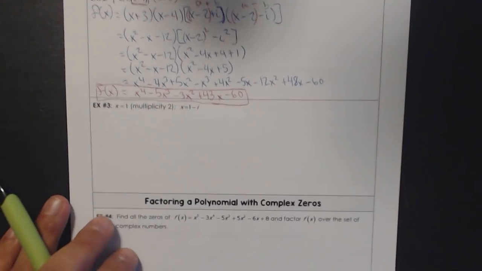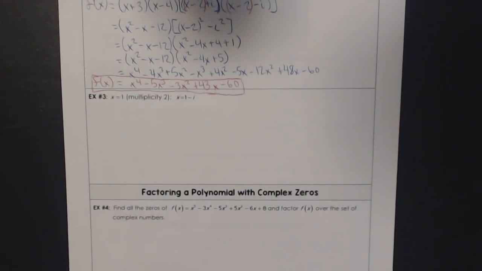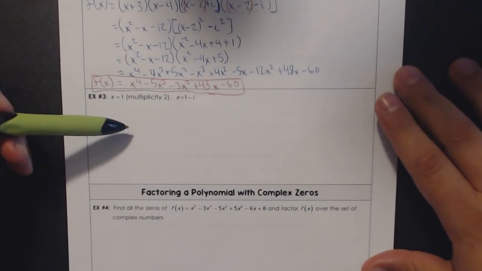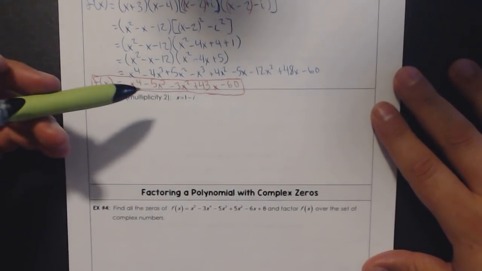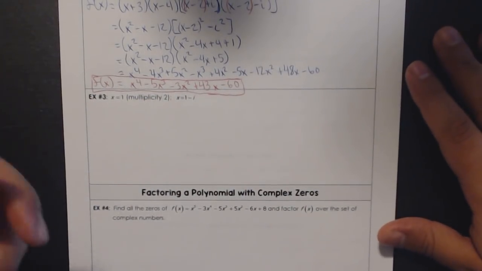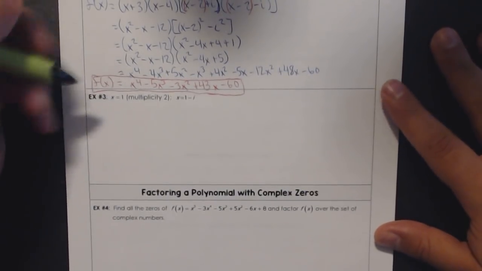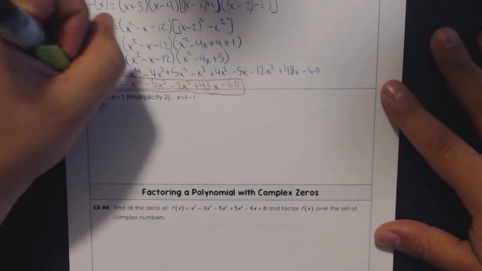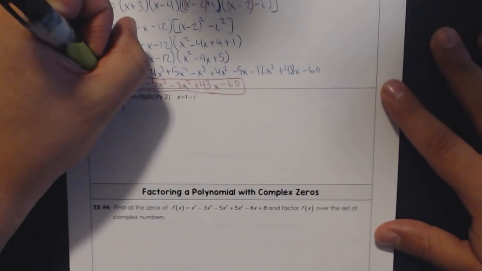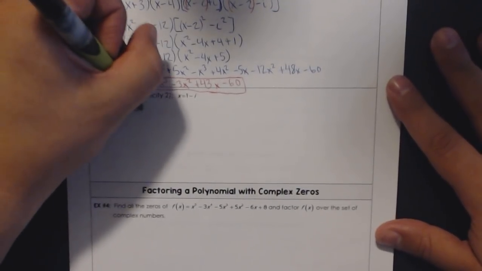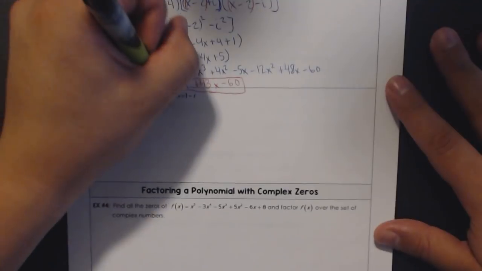So with example 3, I'm told that x equals 1 is a 0, but it has a multiplicity of 2. And I'm also told that x equals 1 minus i is a 0. If that's the case, then with a multiplicity of 2, as we saw before, I have x minus 1 squared, because that's what the multiplicity means. Or I can write it as x minus 1 times x minus 1.